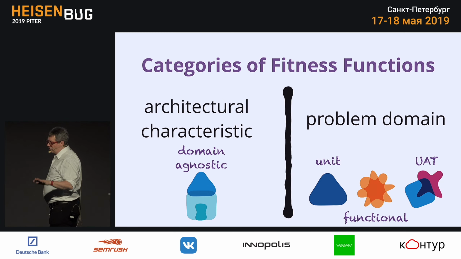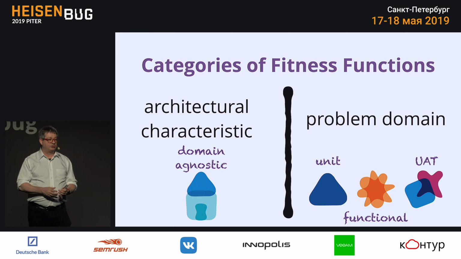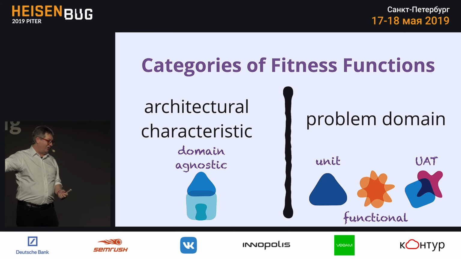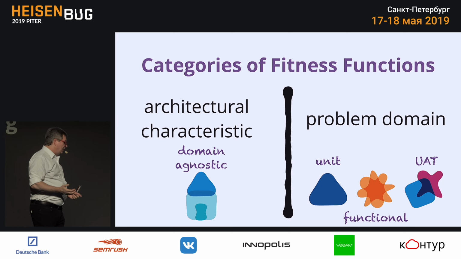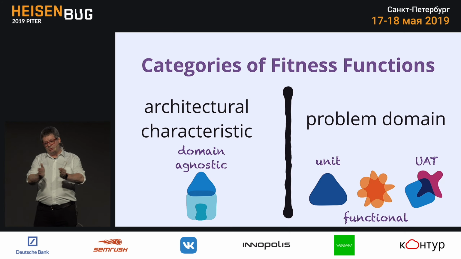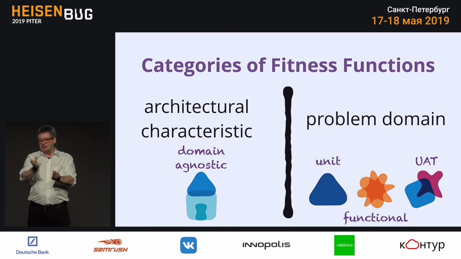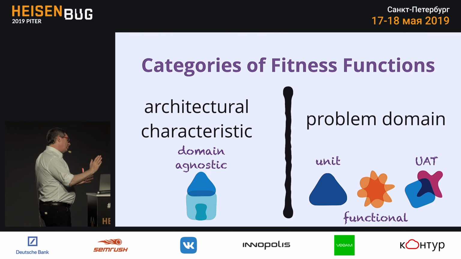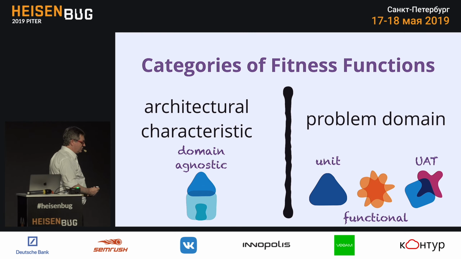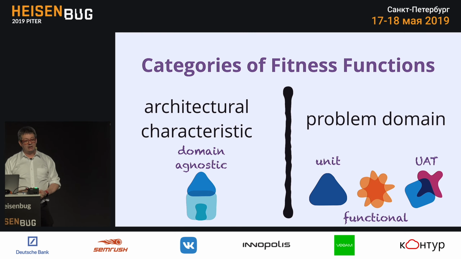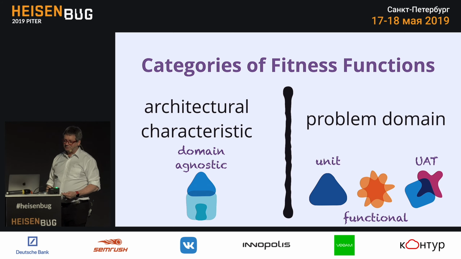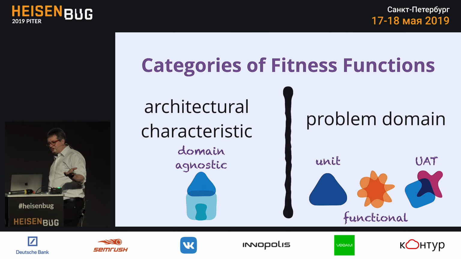And so there are architectural characteristics that are purely in the abstract, and then there are the solution to the problem you're trying to solve, which require domain knowledge. And this is a really good way to separate these two concepts. If you require any domain knowledge, then it's a unit, functional, and/or user acceptance test. If you can talk about it purely as an architectural characteristic, then you would consider that purely as a fitness function. So let's look at some examples of these.